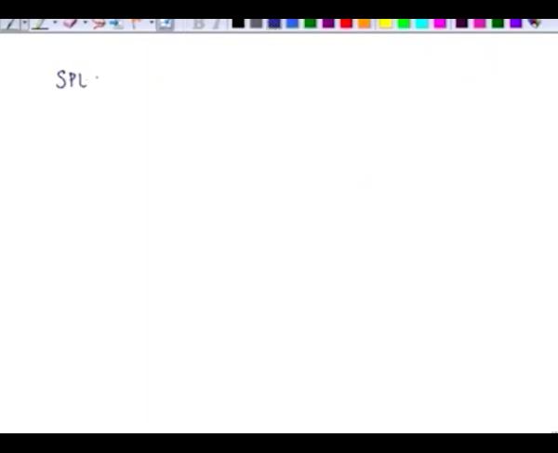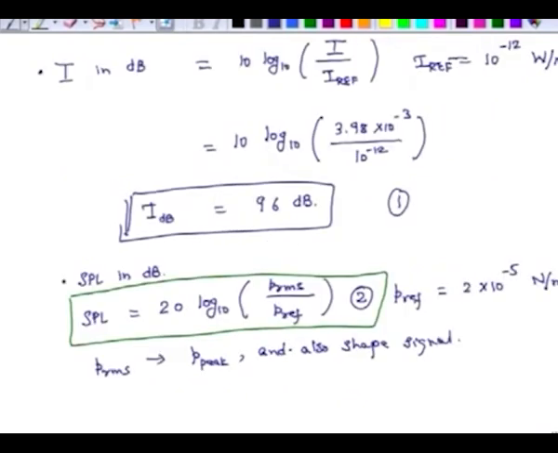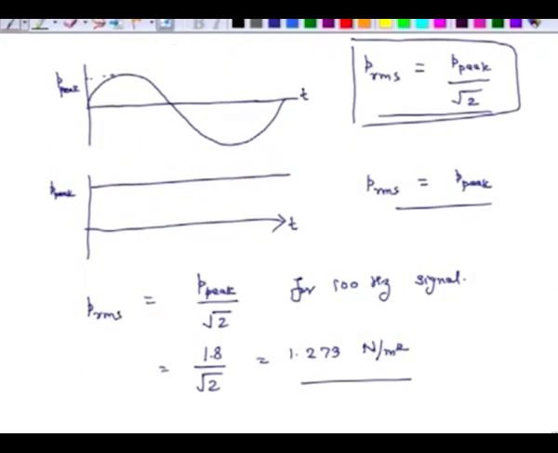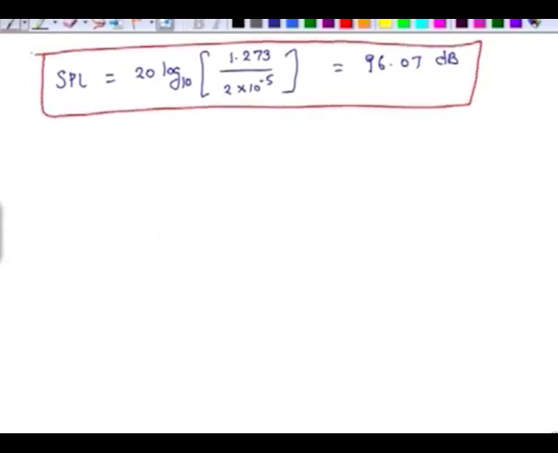So, SPL is equal to 20 times log in base 10 of P RMS, which is 1.273, divided by the reference pressure, which is 2 times 10 to the power of minus 5, and that works out to be 96.07 decibels, which is virtually the same as this value. So, this value and this value, they come out to be virtually the same or identical.